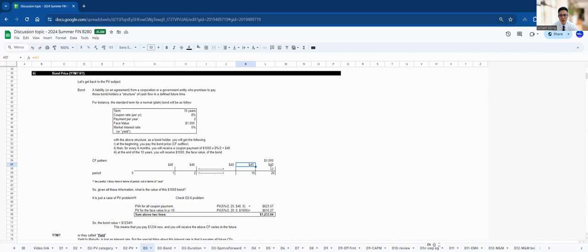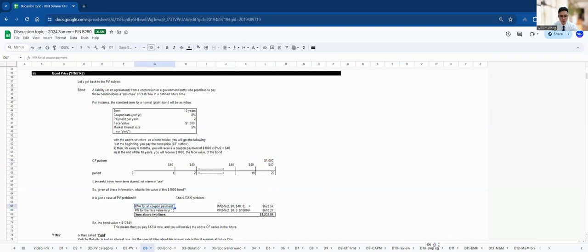And at the end of the 20th term, which is the 10 years, because we have 2 terms a year, you're going to get the whole principal back, which is $1,000, the face value. So in the last term, you're going to get $1,040. Very easy. You get 40, 40, 40 all the way to the 20th period. Sounds like an annuity to me. And then you get one lump sum of $1,000 at the end of the 20th period, and you bring all these 21 cash flows to the present.